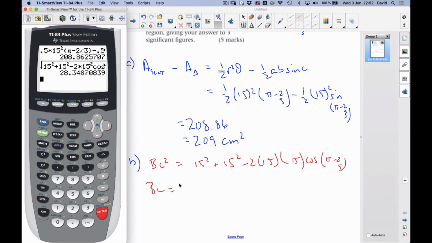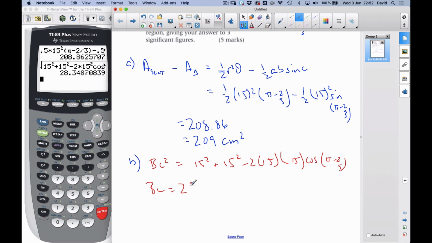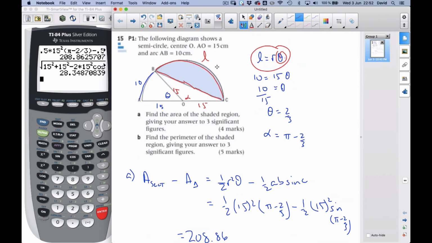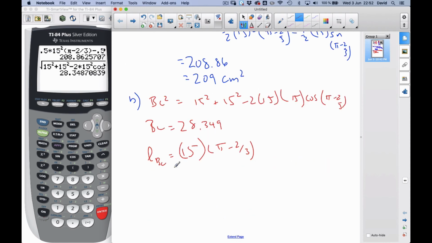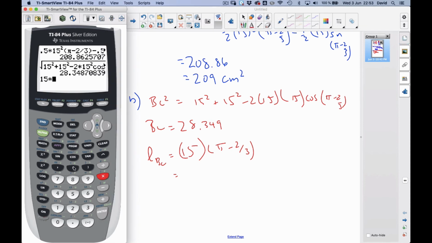And I get this to be 28.349. And then if I'm going to do the arc length BC, the arc length of BC will be the radius, which is 15, times my angle, which is pi minus 2/3. And so that will be 15 times pi minus 2 divided by 3.